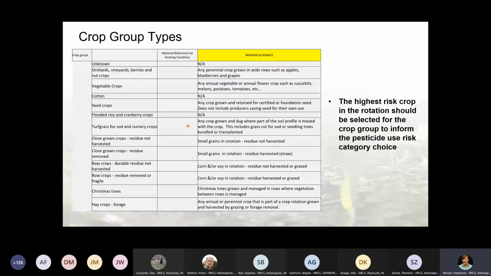I think the only other thing I had here was that when you click soil erosion, this is the other question that comes up to be answered in CART. The guidance we've put together is that the highest risk crop in the rotation should be selected from the crop group to inform the pesticide use risk category choice, which I think is ironic because it comes up when you click the soil erosion question. But that's neither here nor there. That's just what it is.